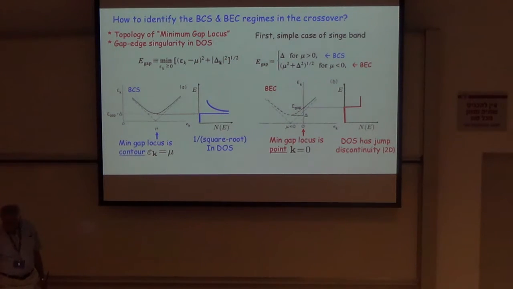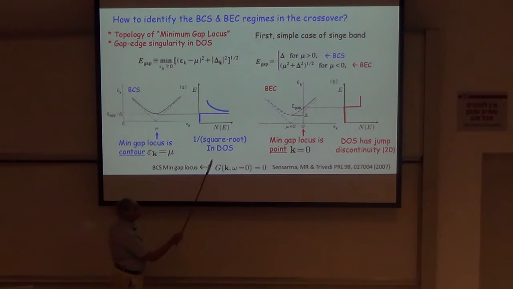Okay. So this has very clear experimental implications. You could test this in photoemission as to what the minimum gap locus was, and you could test this in tunneling as to what the singularity at the band edge was, to decide whether the underlying gap is simply from pairing, or there is this other piece to it as well. Okay? If you want to look at the connection between the so-called Luttinger surface, related to the zeros of the zero energy Green's function, and the BCS minimum gap locus, you could look at this one.